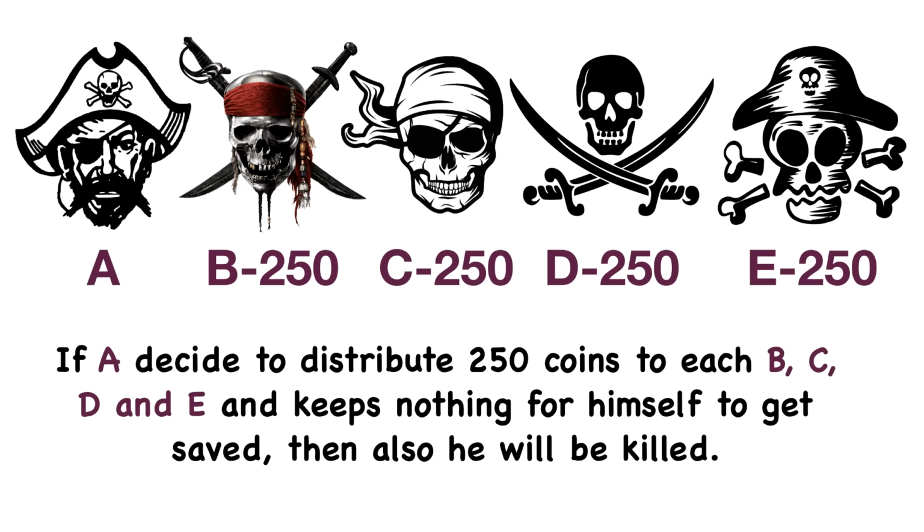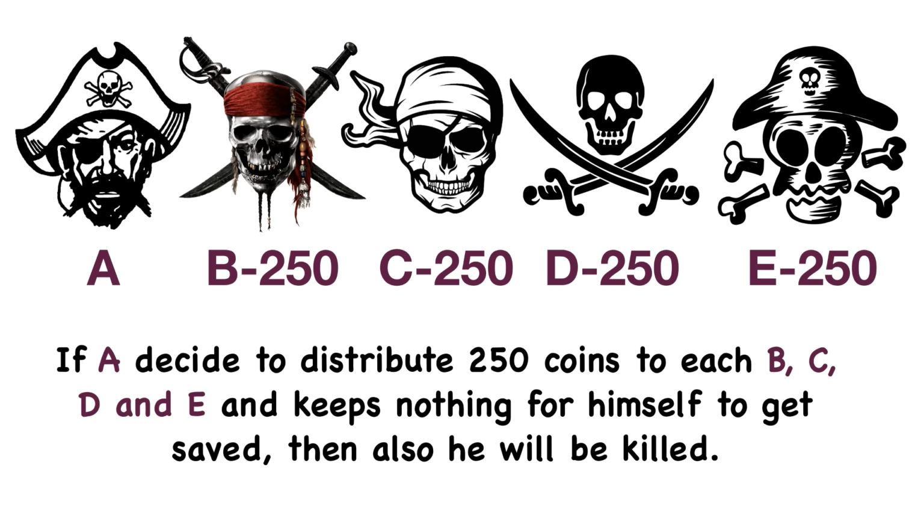Naturally, it may appear that A will have to give most of the coins, if not all, to the junior pirates so that his life can be saved. But that will not work because every pirate wants to maximize coins. Suppose A decides to distribute 250 coins to each of B, C, D and E and keeps nothing for himself to get saved, then also A will be killed because all others will vote against him. They can get the same distribution even if A is killed, and pirates want other pirates to be killed.